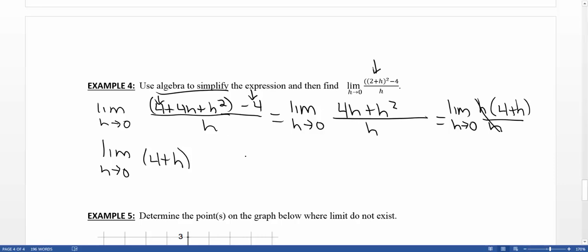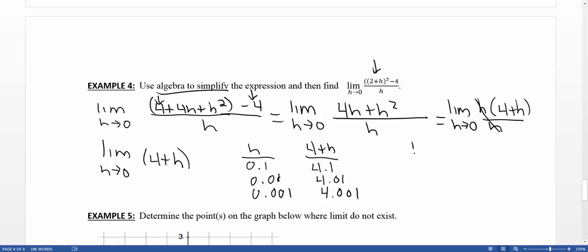Again, I need to consider what happens as I pick my h values close to 0. From the right, I will pick 0.1, 0.01, and 0.001. And then my function, 4 plus h, is going to give me 4.1, 4.01, 4.001. And I feel comfortable saying that that's approaching 4.